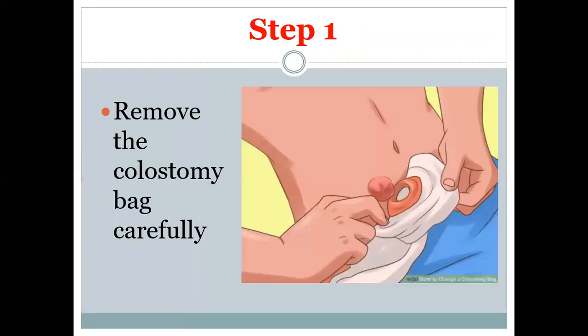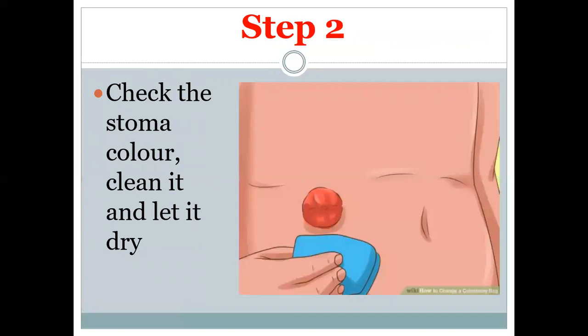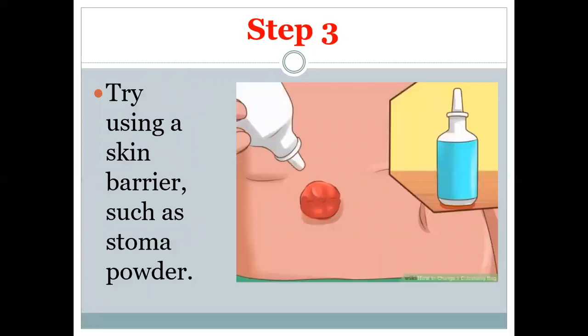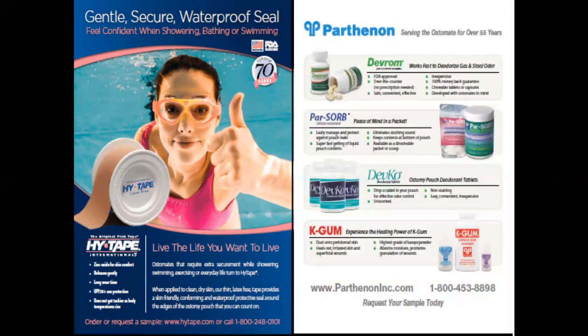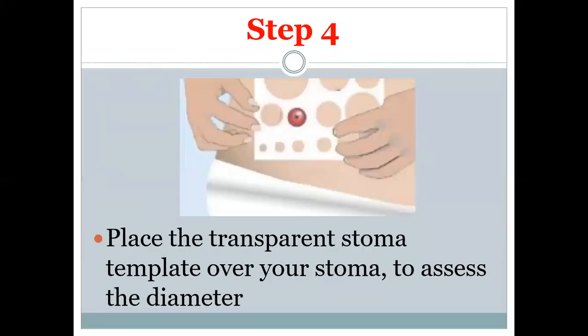Step 1 is to remove the colostomy bag carefully. Then we should clean it with warm water and soap, and let it dry. Try using a skin barrier such as stoma powder or some gel. And we can see here an advertisement for a tape with a water seal that allows you to go and swim. And we can see here the many things used in advertisements, such as gel or tablets to take to reduce the gases and the odor of the feces.